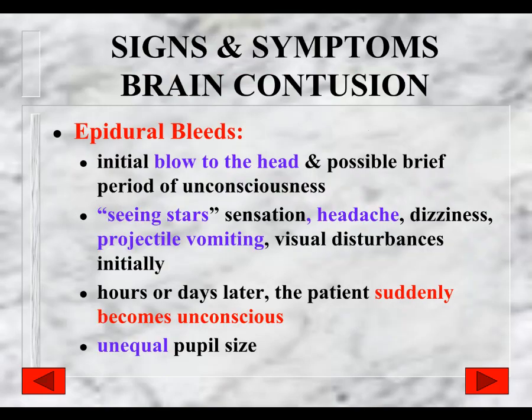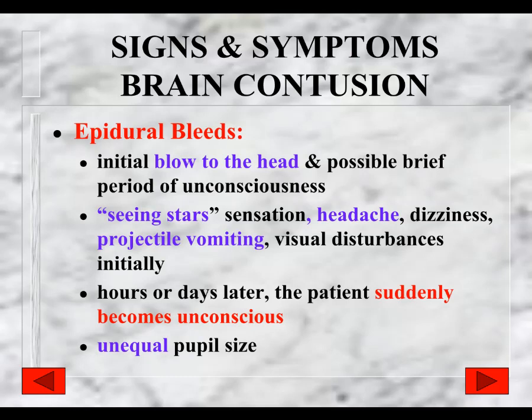Epidural bleeds are usually due to an initial blow to the head, generally with a brief period of unconsciousness. Once again, very similar symptoms you're going to see. This epidural bleed is very similar to a concussion, with the exception of the unequal pupils. So we have to make sure that anyone who has a head injury gets seen. They'll see stars, or sparks or spots in their vision, headache, dizziness, projectile vomiting, visual disturbances.